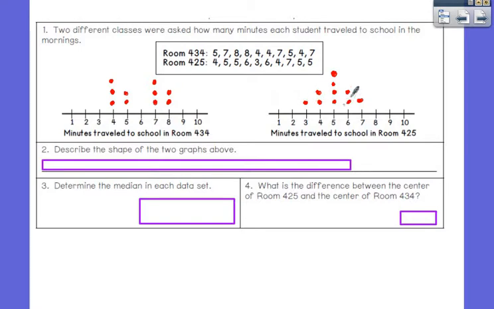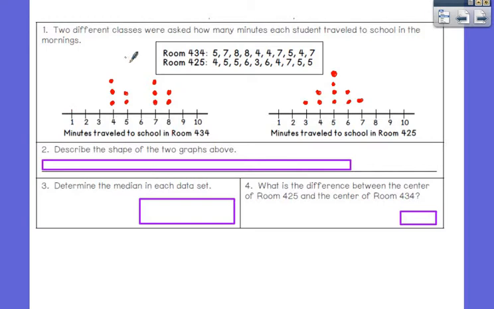There is 3, 6, 7, 8, 9, 10, and there's 10 numbers. Alright, so I just created my dot plots, kind of fun. Number 2 says, describe the shape of the two graphs above. So would you consider room 434 to be symmetric, skewed to the right, skewed to the left, or neither? I feel like 434 would be neither.